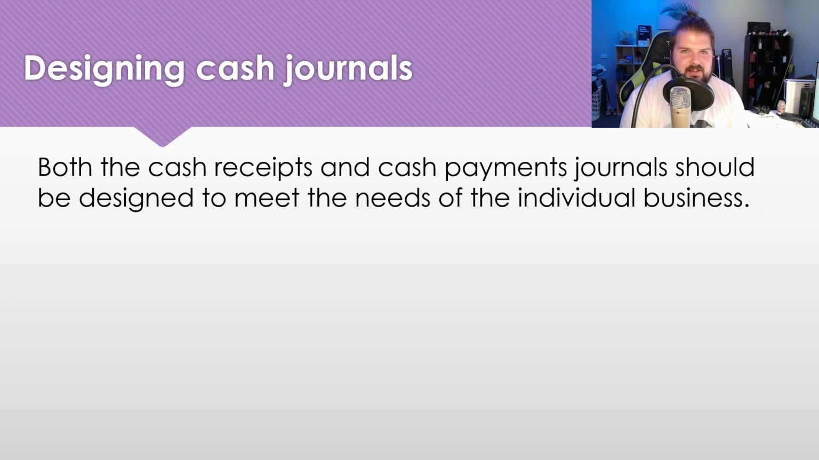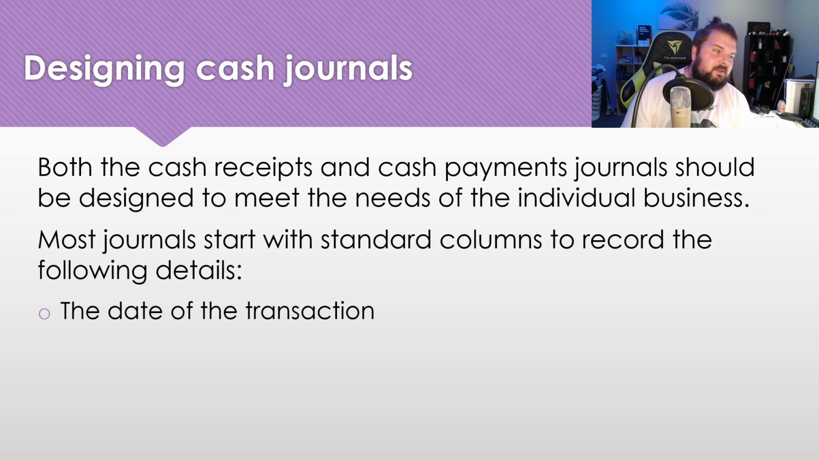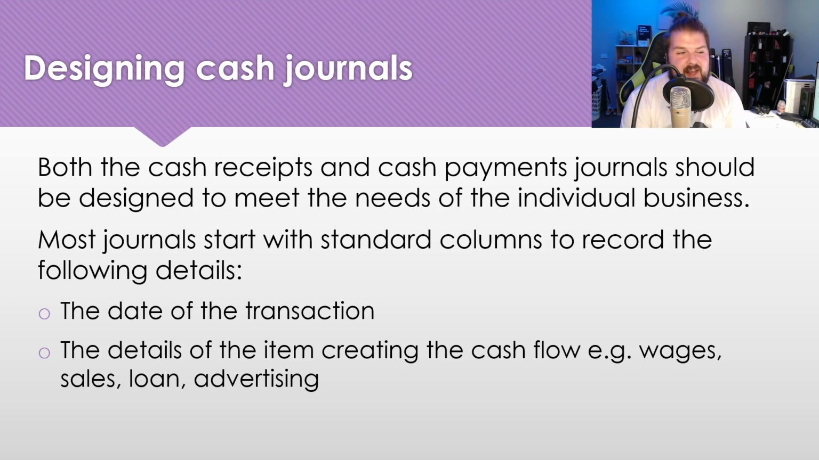As I said, it needs to be designed to meet the needs of the business. But you should always start with your standard columns, which is the date of the transaction, the details that the item needs to have. So it could be we're paying wages, or it could be sales, or loan, or advertising, things like that. And also an EFT or check number or anything like that. Something where if we go onto our banking system, we can identify it.